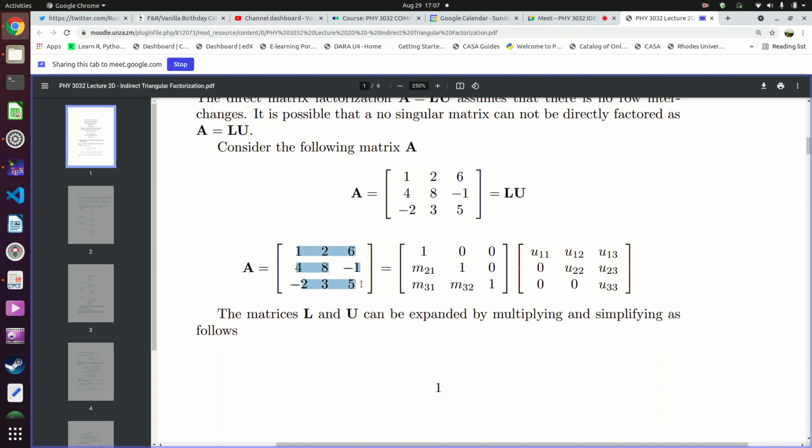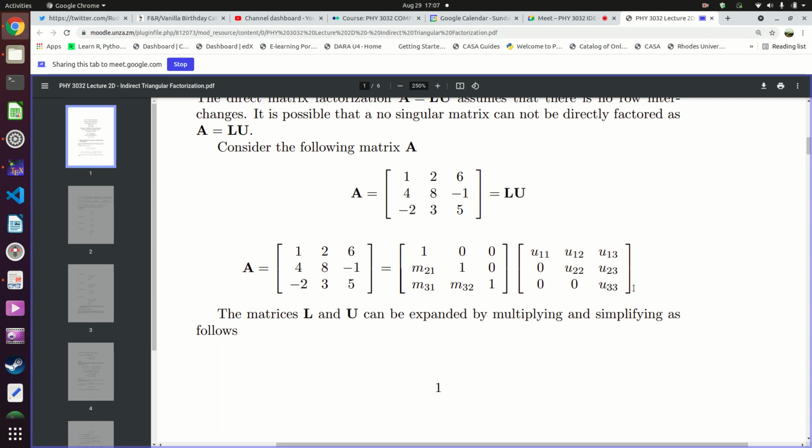The whole point here is we want to break it into a lower triangular matrix, which looks like this, where you've got ones along the diagonal, then above the diagonal you've got zeros, then below the diagonal you've got the multipliers, M21, M31, M32. Then on this side you have your upper triangular matrix with U11, U12, U13, then 0, then U22, U23, then 0, 0, then U33.